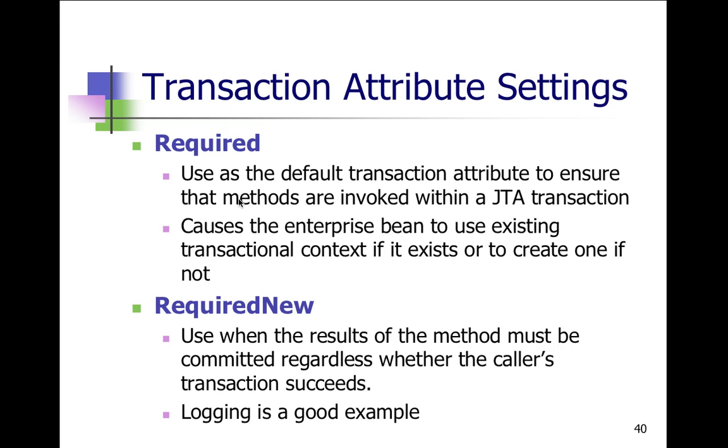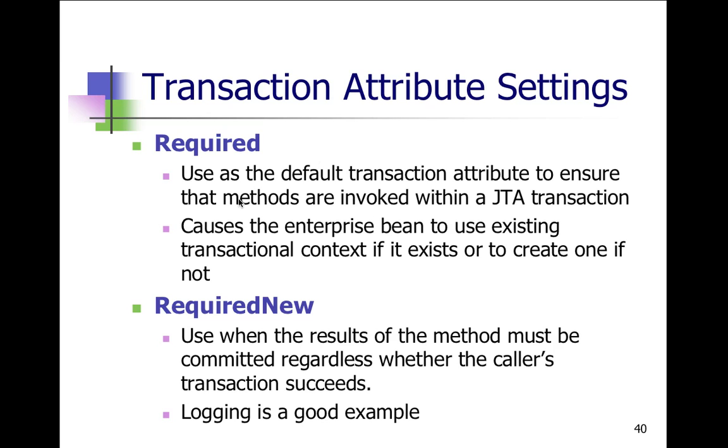So what are some of these attribute settings? I'm just going to give you a brief overview of these, and there are 6 of them total. Required, required new. These are the kind of things we've seen in some of the examples I've shown you. But just to give you the formal definition, if it's required, you're using it as the default transaction attribute to ensure that the methods are invoked. It causes the enterprise bean to use the existing transactional context if it exists, or create one if it does not exist. It means it's required. You actually have to have it. The attribute has to be set.